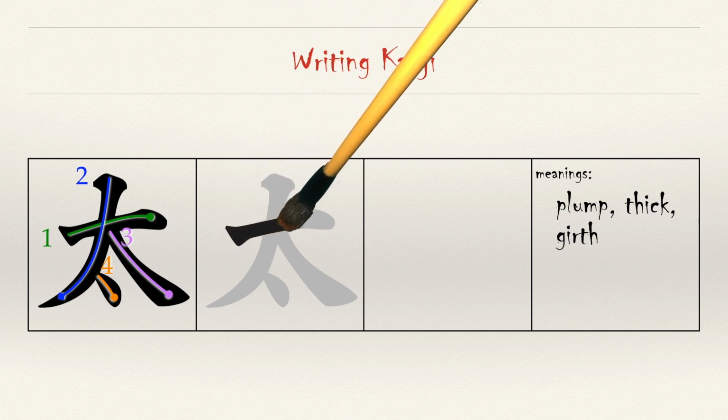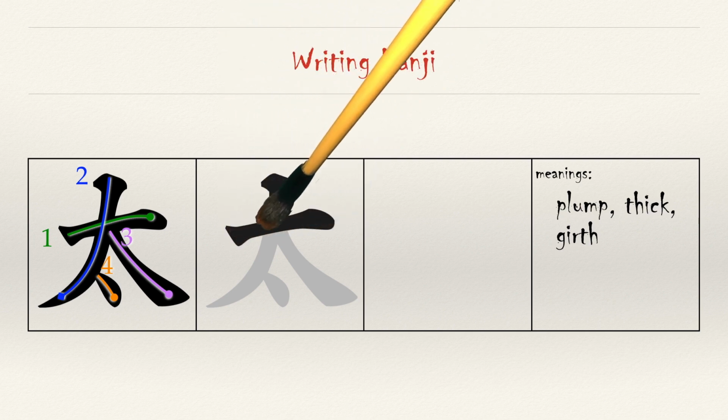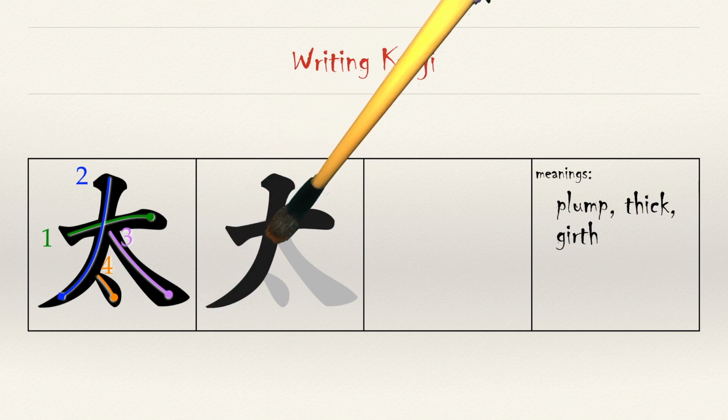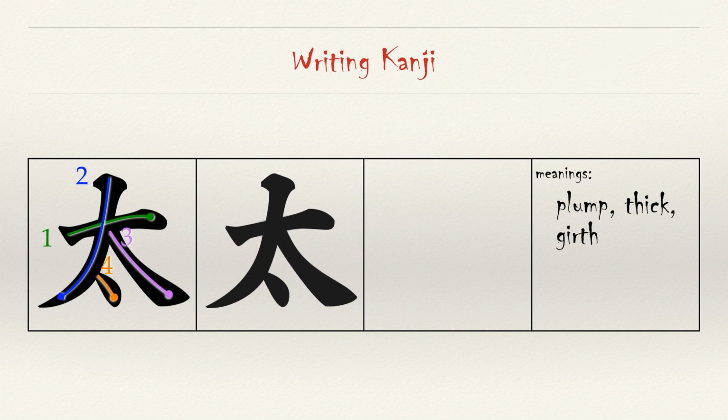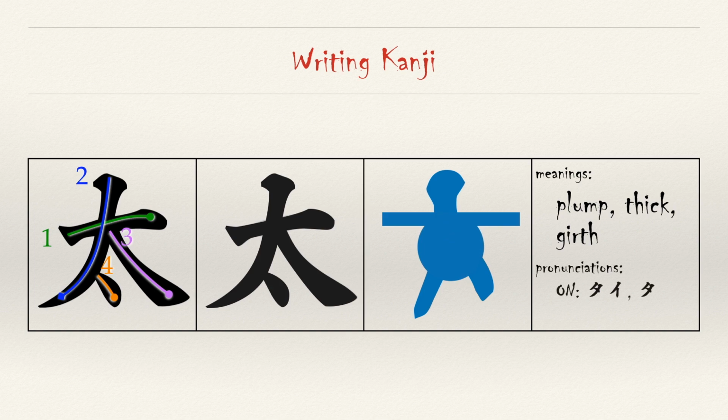Let's walk through this character now. Strokes 1 through 3 form big. Then stroke 4 is the fat belly. To remember this, just think about a man spreading his arms wide to show how big his belly is. For this character, the on readings are tai and ta. The kun reading, which is what we will be using this unit, is futo.